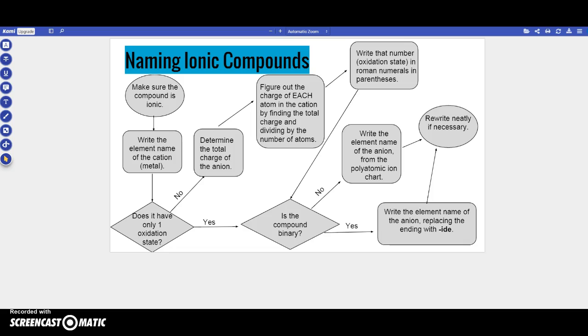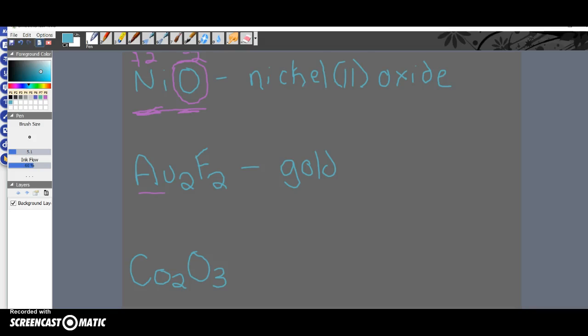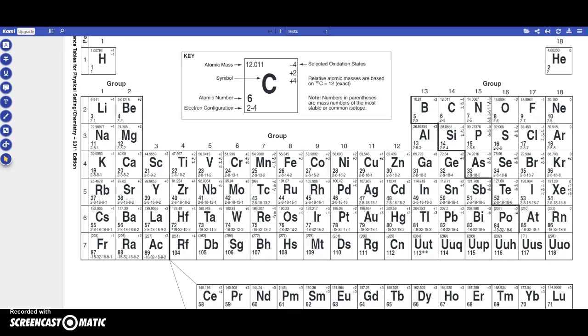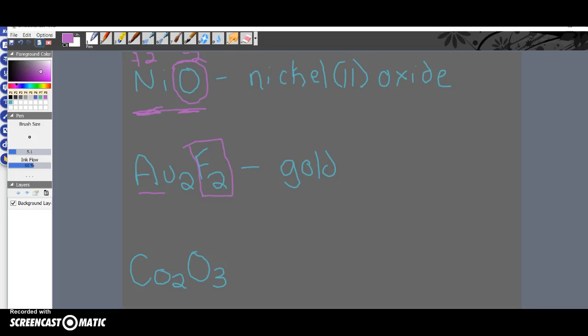So that means we have to follow this part of the flowchart that says we have to determine the total charge of the anion. Our anion here is F2. So that means that we have to figure out the charge of this entire thing. We know from our periodic table that F is going to have a -1 oxidation state. So each fluorine is going to take 1 electron. Each fluorine is going to be -1. So that means that if we have 2 of them, the total charge for this whole thing is going to be -2.